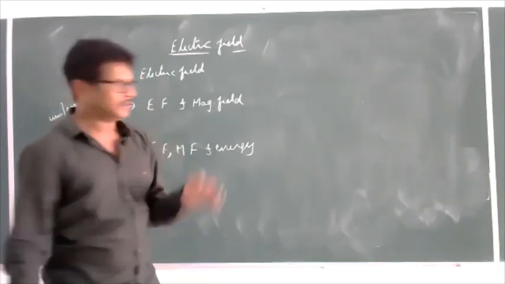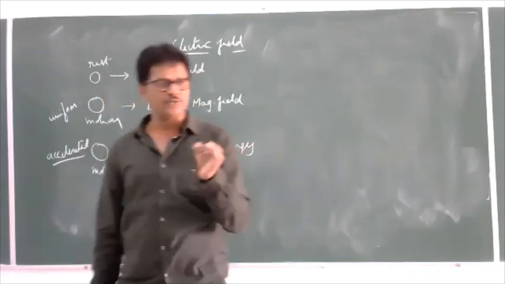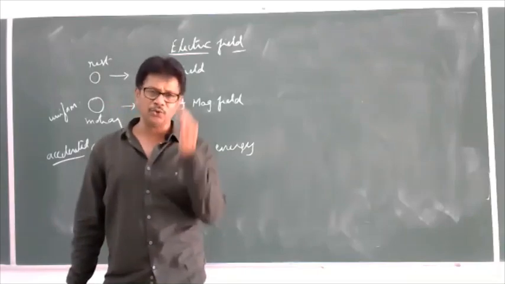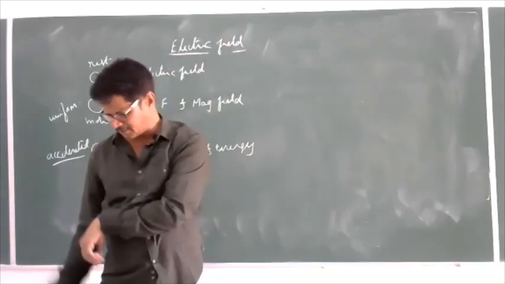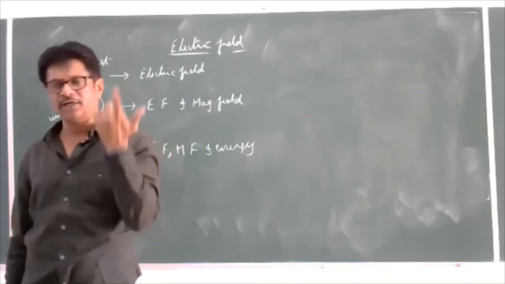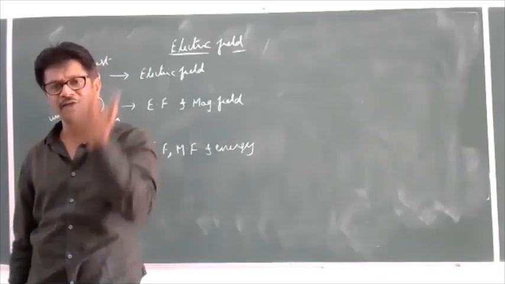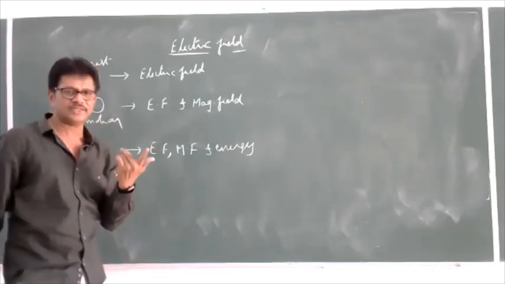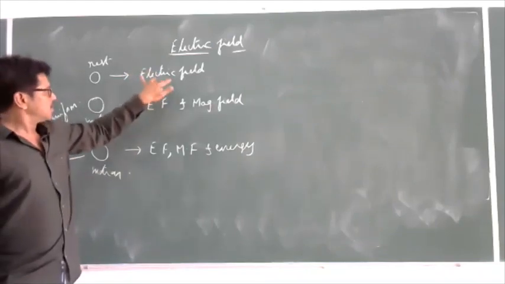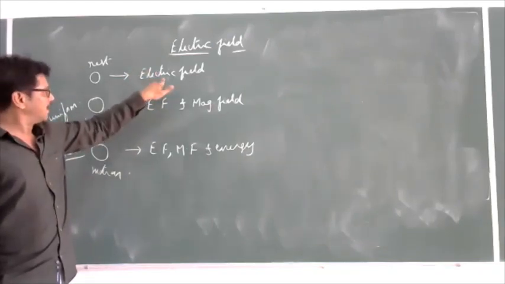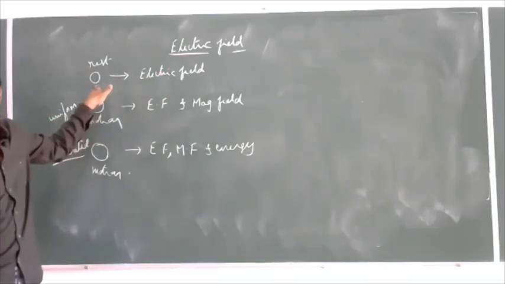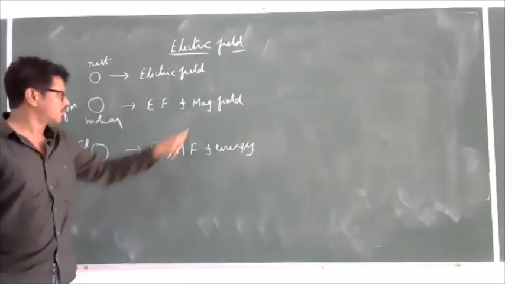Okay. So whenever the charge is at rest, it will produce only electric field. Whenever the charge is in uniform motion, it will produce both electric and magnetic fields. Whenever the charge is in accelerated motion, it will produce electric field, magnetic field, and as well as it radiates energy. Now, in this chapter, we are going to study the electric field produced by the charge when it is at rest. And in the coming chapters, these topics we are going to study.